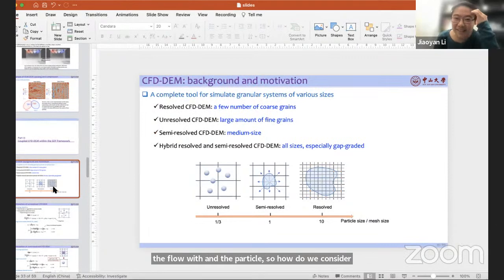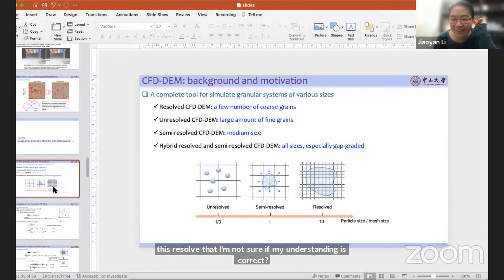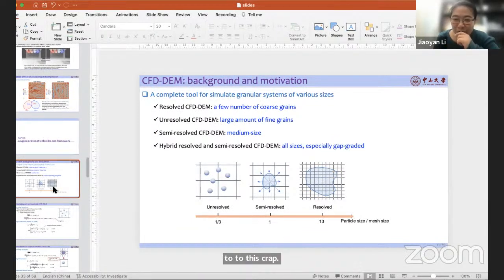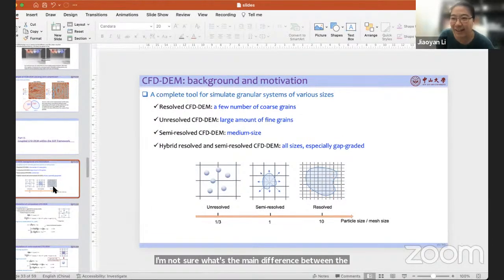I'm not sure if my understanding is correct. So it seems you mentioned some drag force and some force to describe the interaction between the fluid and the particle, but I'm not sure what the main difference is between the unresolved and the resolved cases.